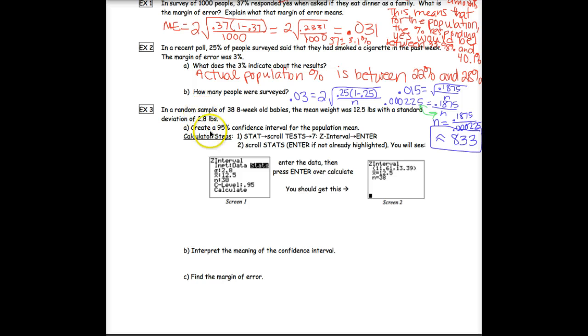In a random sample of 38 8-week-old babies, the mean weight was 12.5 pounds with a standard deviation of 2.8 pounds. Create a 95% confidence interval for the population mean.